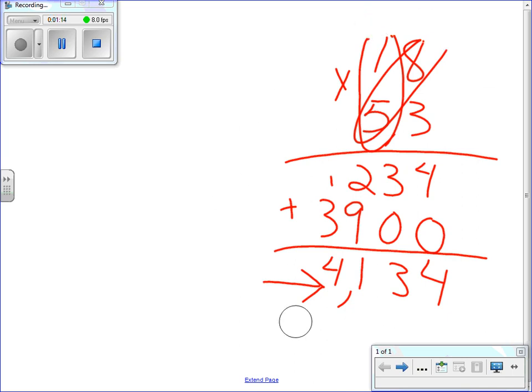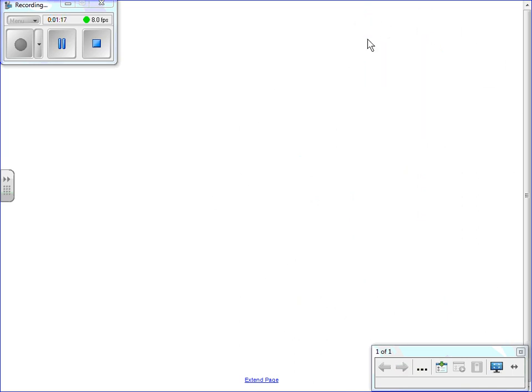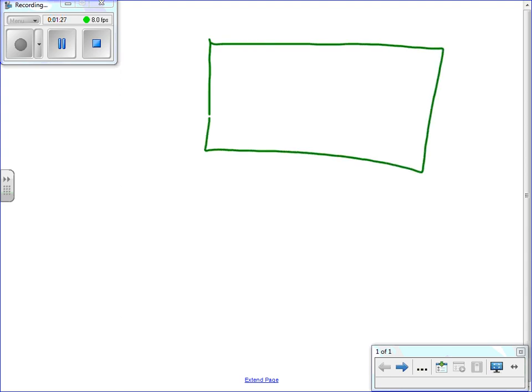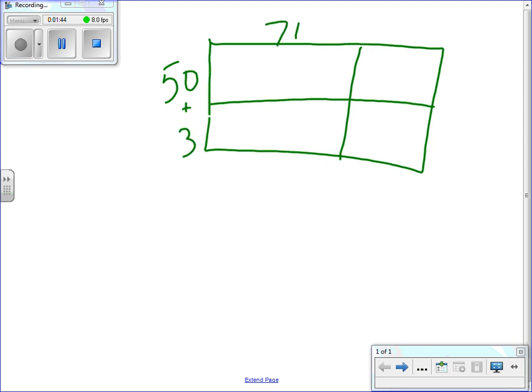Let's start over with another style. That was traditional algorithm. Our new style is going to be partial products. So I'm going to draw a rectangle, and in my rectangle, I'm going to divide it into, say, 4 areas. And class, do you remember what the problem was for that again? Thank you. I'll put 50 plus 3 and 70 plus 8. So I've broken apart my 78 and my 53.